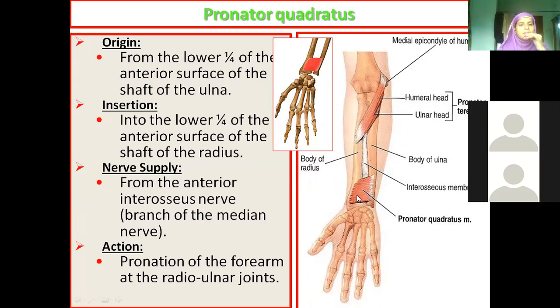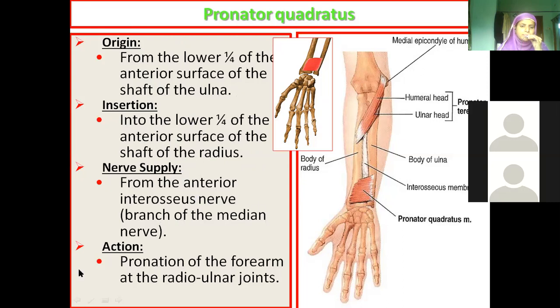Okay, origin is the lower 1/4 of the anterior surface of the shaft of the ulna. That means it is moving from one bone to the other bone. When I was discussing osteology, I also showed you this. Then from the ulna it goes and ends on the radius: lower 1/4 of the anterior surface of the shaft of the radius. Same sentence, you have to replay. For origin you write the ulna word, for insertion you write the radius word. That's it. Okay.